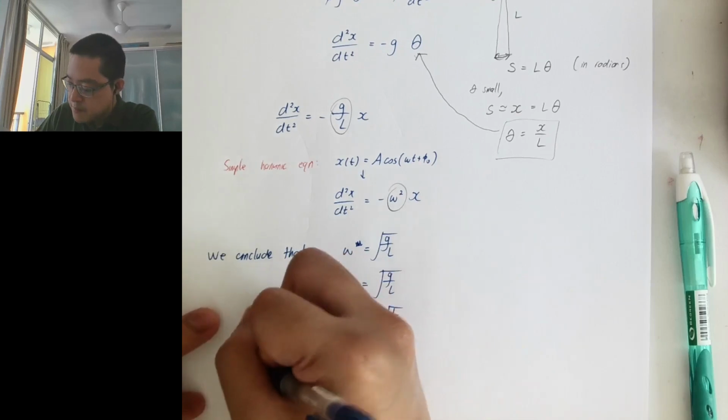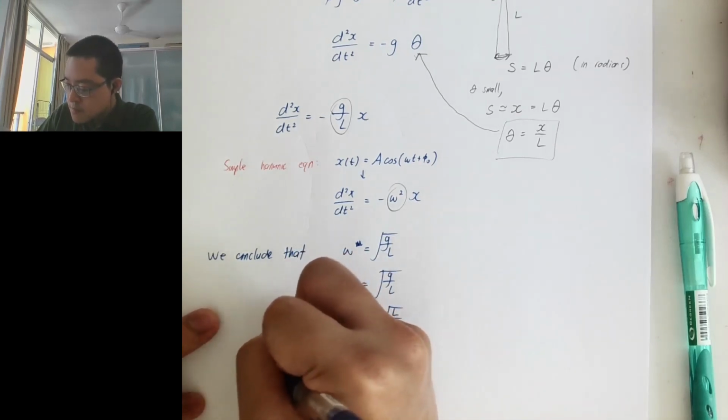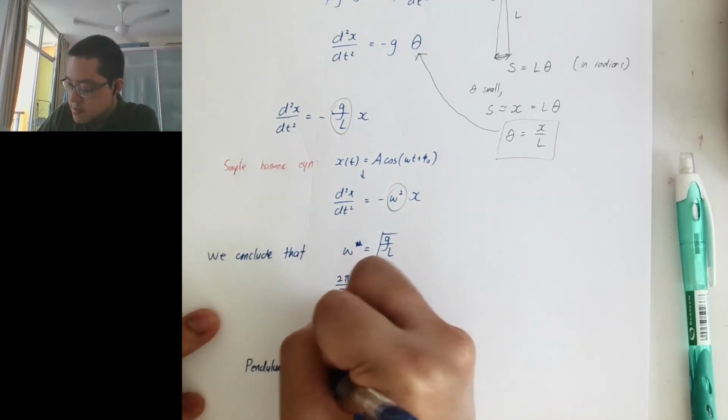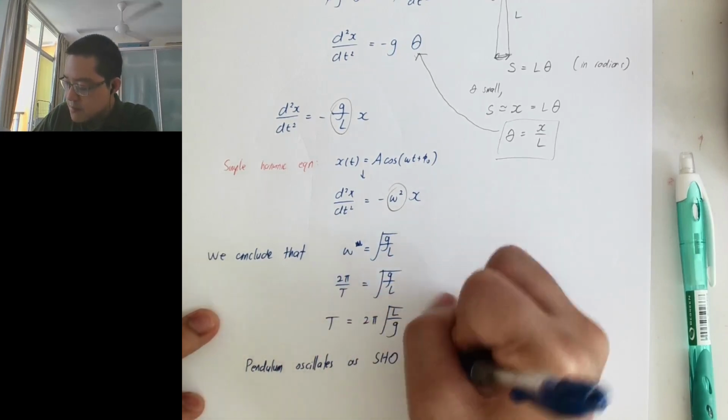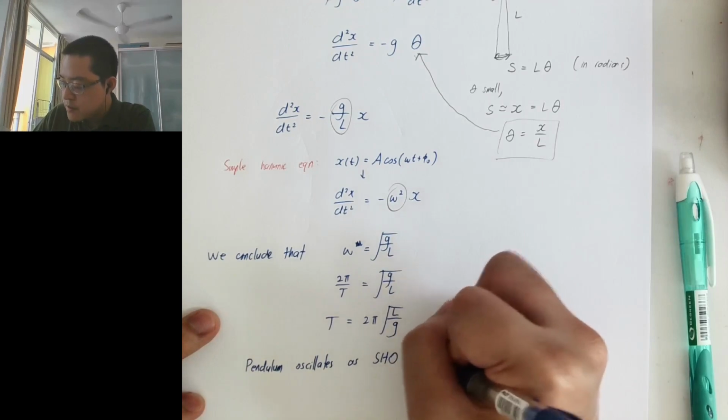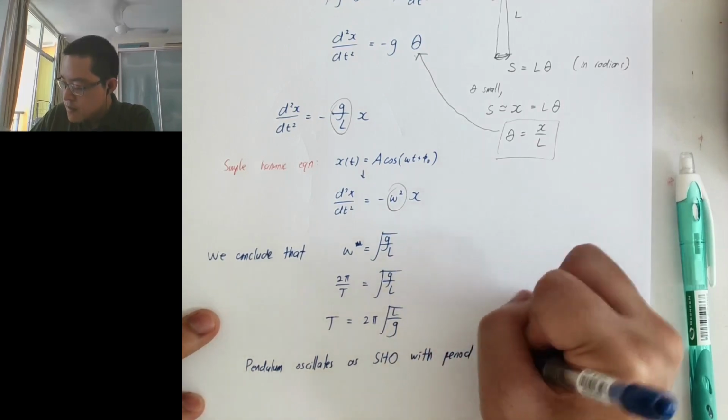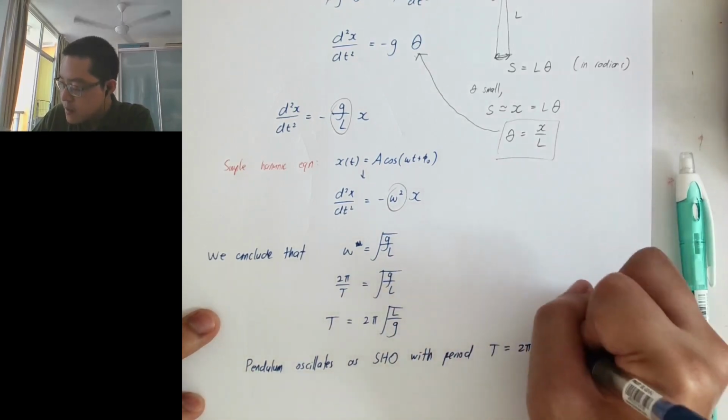So the pendulum oscillates as a simple harmonic oscillation with period T equals 2 pi square root of L over g.